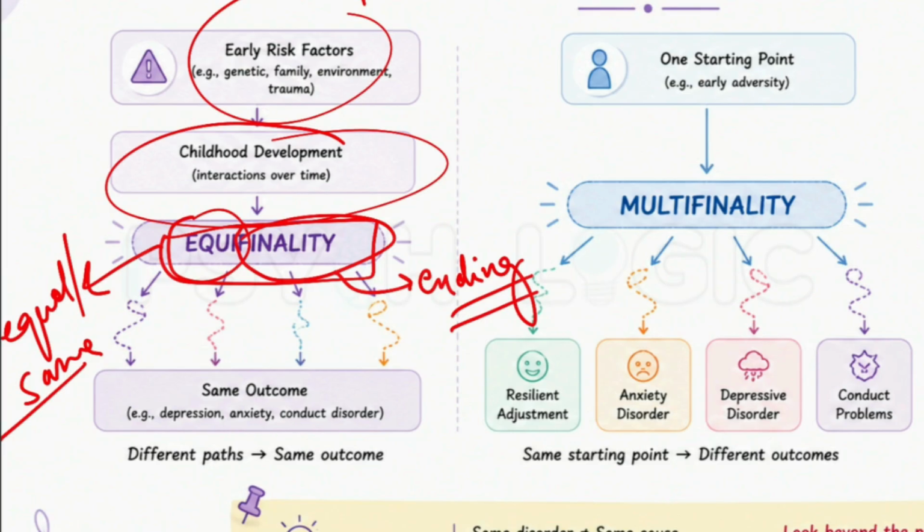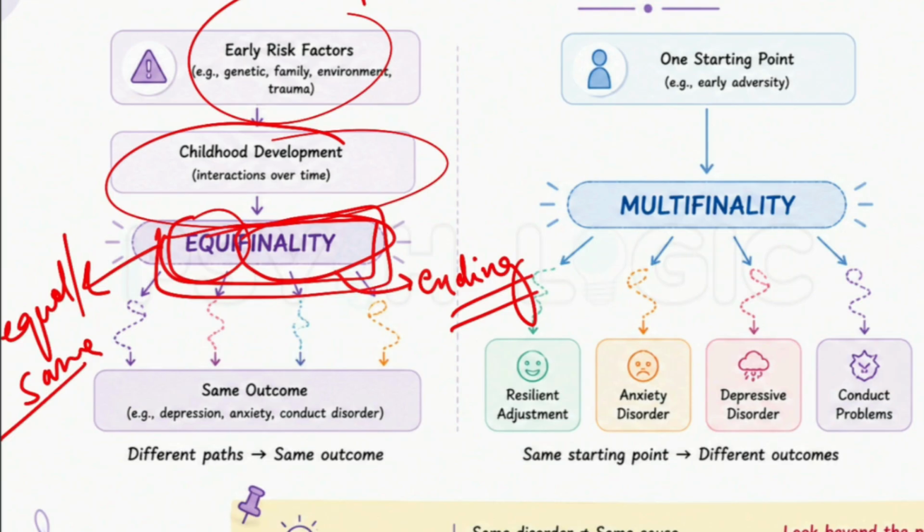Imagine four children. The first grew up in poverty. The second child has experienced child abuse. The third has a very strong genetic predisposition, and the fourth has experienced a lot of bullying in school. Different life stories, different starting points in life. Yet, as adults, they all develop major depressive disorder, or all of them have anxiety disorders, or all of them develop conduct disorders. Different roads, same destination. Different starting points reaching the same destination is equifinality, same ending. Different pathways can lead to the same pathological outcome.